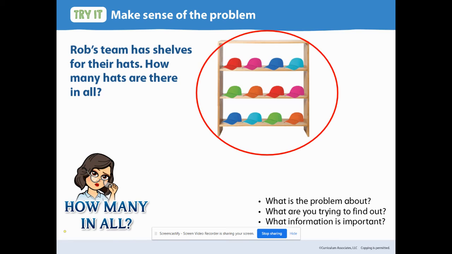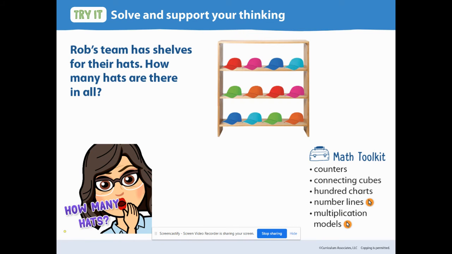I want you to remember counting one by one takes a really long time. So I want you to use a strategy to count those hats a little bit quicker using arrays, rows and columns. Go ahead and pause the video and count how many hats are there in all. All right, here we go. So we are trying it.